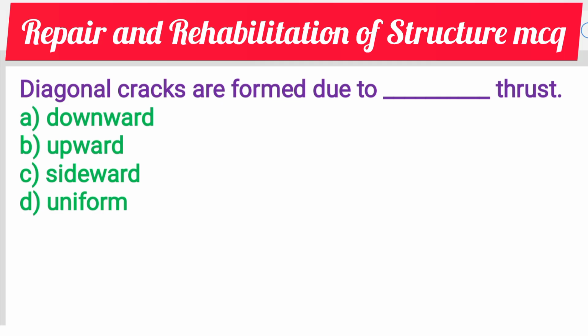Next question, diagonal cracks are formed due to dash thrust. Option A downward, option B upward, option C sideward, option D uniform. So the correct answer is option B upward thrust.